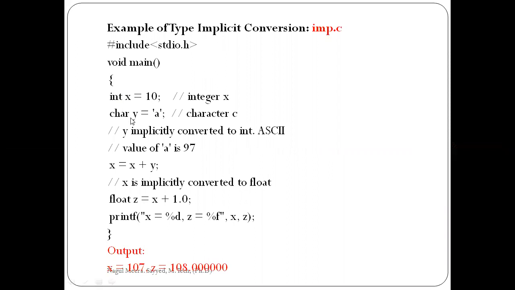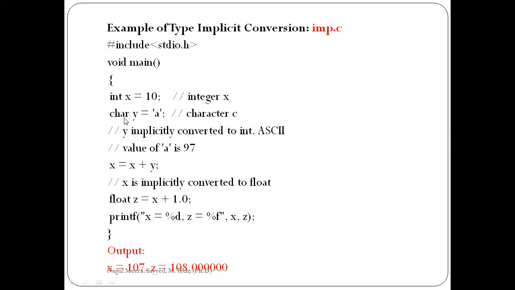Here there is another variable, that is y. Which type? Character type. So I assigned the character 'a' to y. So generally what happened here? The value 10 is assigned to x, that is the integer type. 'a' is not a value, just a character. A character is assigned to y, that is the character type.